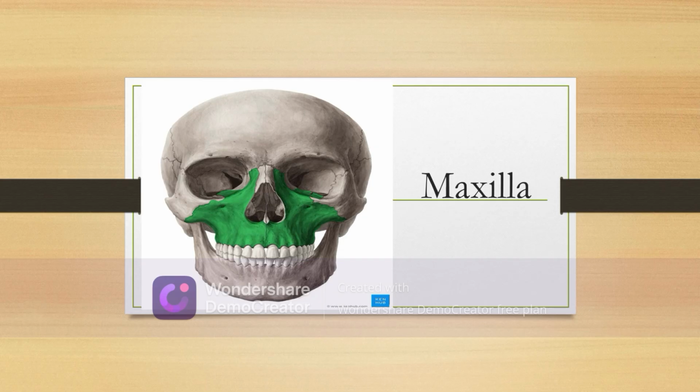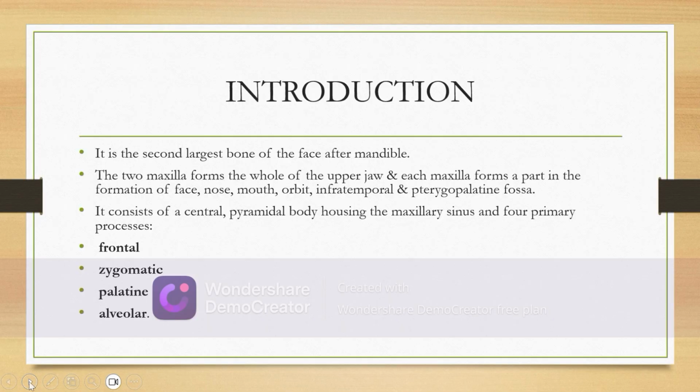Our today's topic is maxilla. In our previous video, we covered the mandible, the osteology or anatomy of the mandible. In this video, we will cover the anatomy of the maxilla. The discrete portion of our face is known as the maxillary bone. Same as the mandible, it has a body portion and four processes, and four surfaces, which we will discuss in detail in this video. First of all, the introduction.